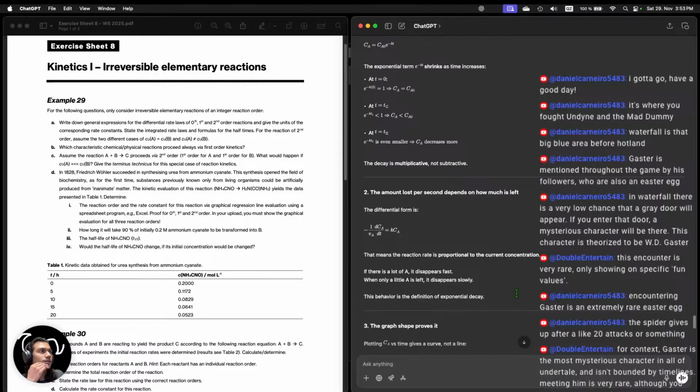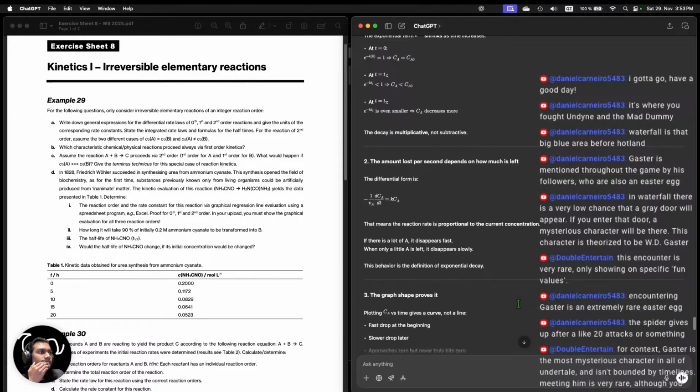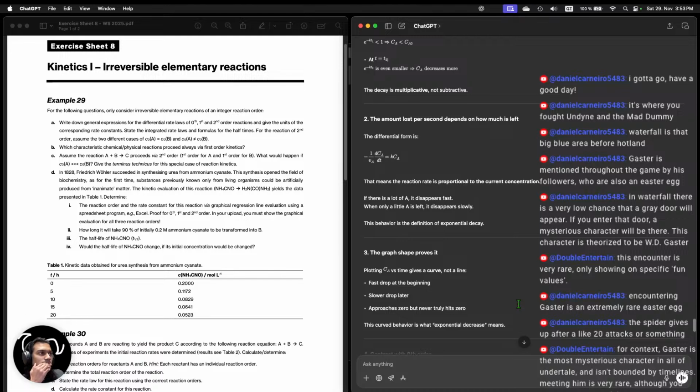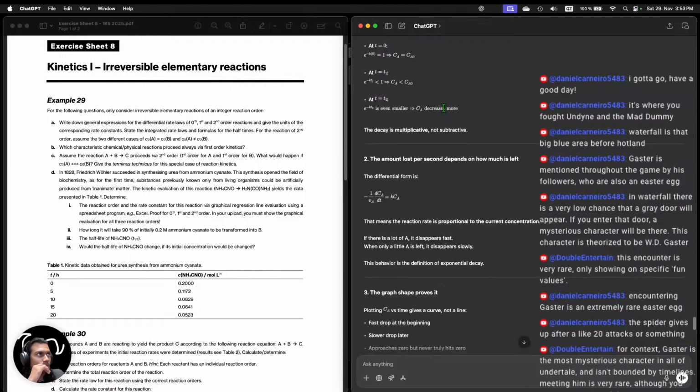Slow decomposition. Fast drop in the beginning, slower drop later. Okay, so it's gonna go like that. Yeah, it's gonna go like this. Okay.